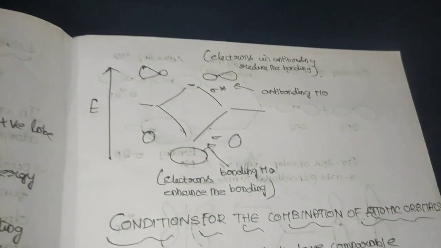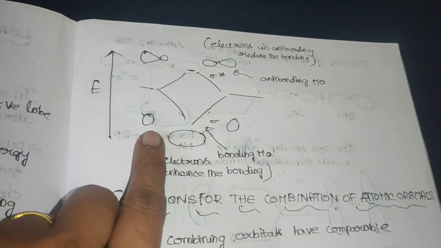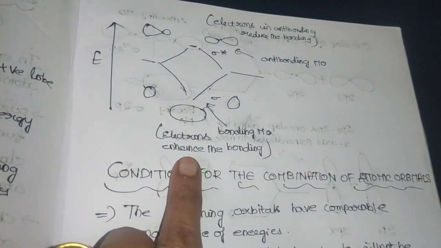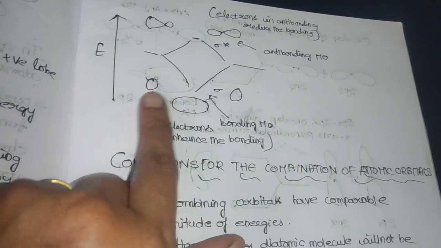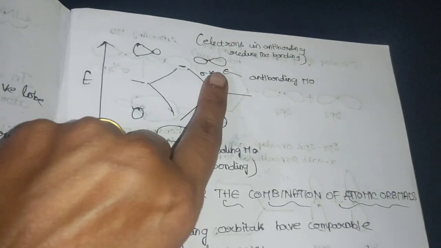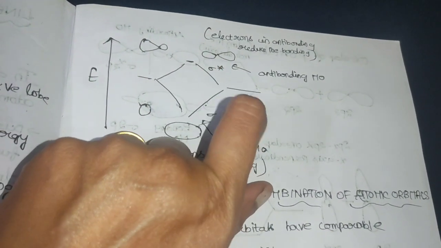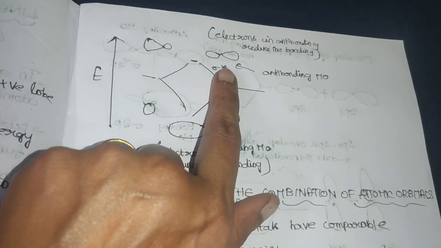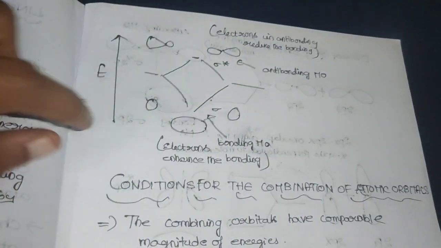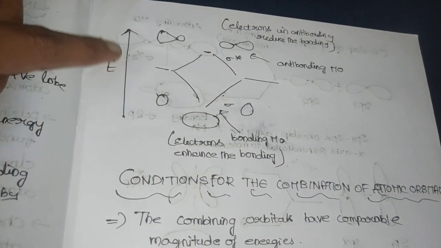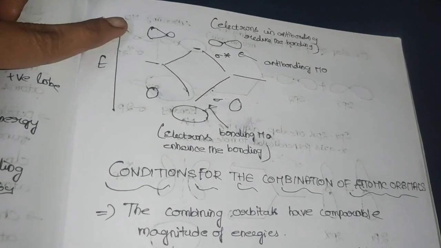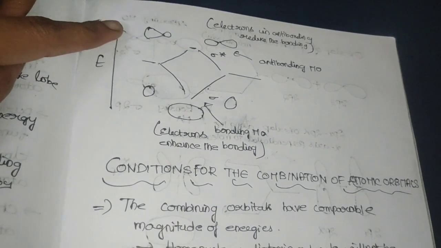So the energy diagram for this is: when s orbitals combine together to form bonding molecular orbitals, electrons enhance the bonding because of the addition or constructive property. Electrons in the anti-bonding orbital reduce the bonding because of the subtractive or destructive property, and it is called the anti-bonding molecular orbital. The energy is less here, and it will increase in the anti-bonding molecular orbitals. Why is more energy needed here? Because of the repulsive forces present in it.